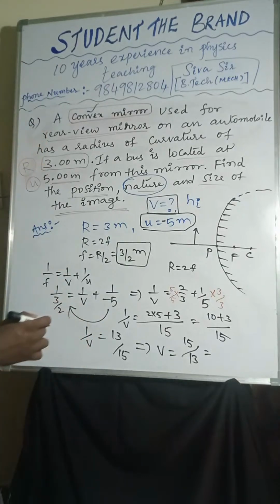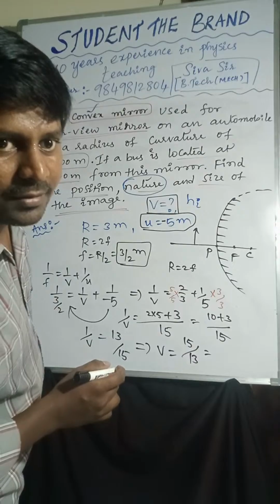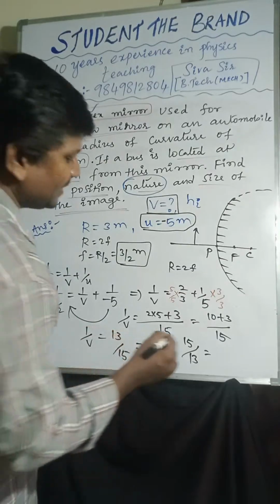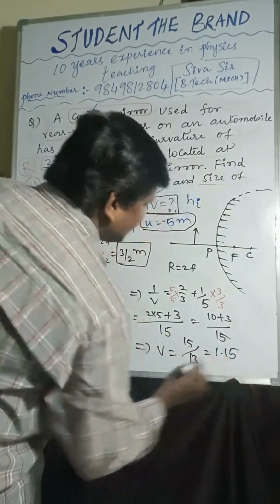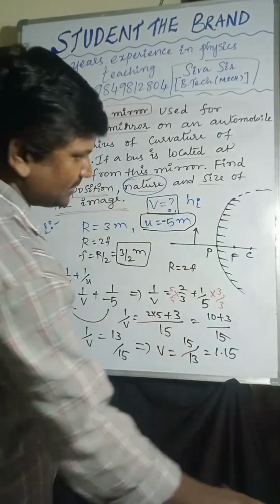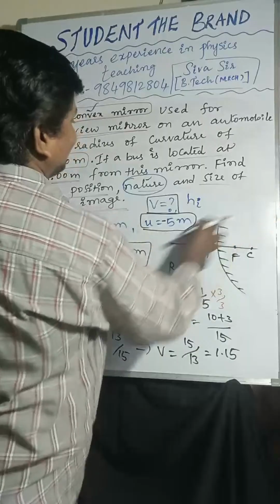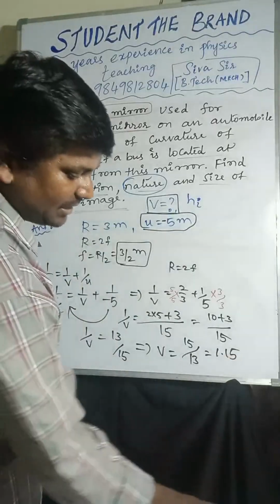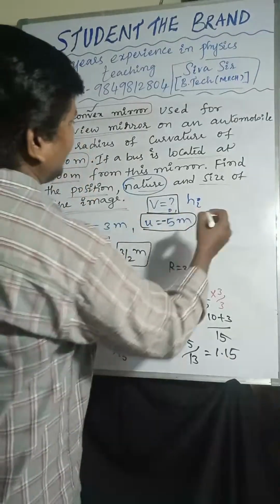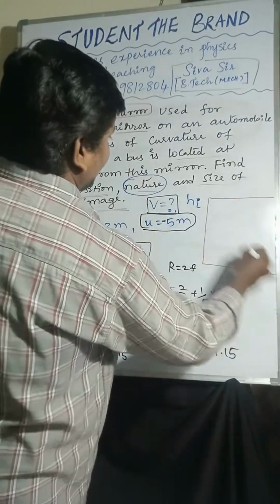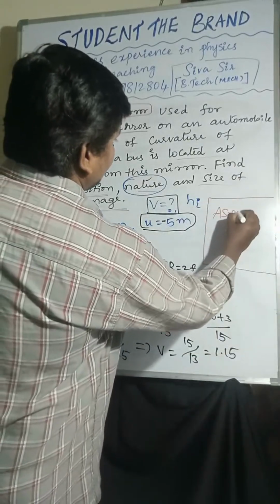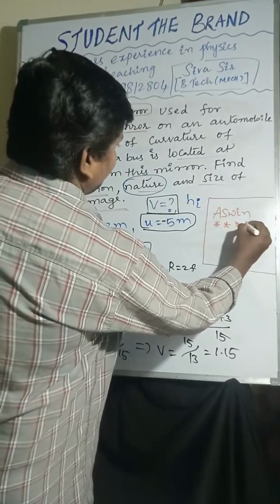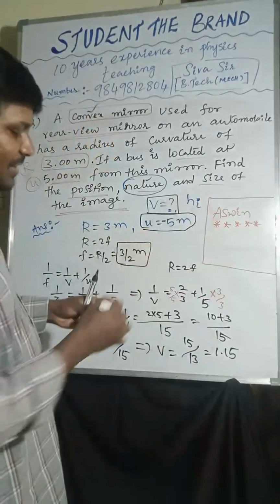The answer is 1.15, I hope. Sir, do you know what my name is? 1.15, very good Ashwin, correct. Very nice, great. Ashwin is the student of the class. Actually our channel name is Student the Brand, so let me make Ashwin the student of the class. Very good, Ashwin. Five stars to those who give the correct answer.